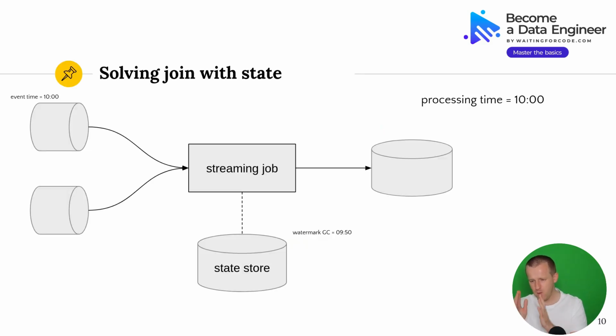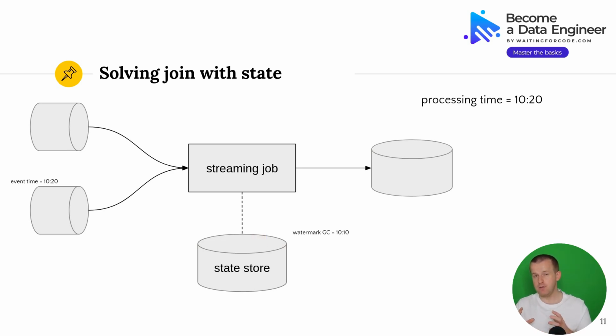So here we have the event time at 10 o'clock, processing time 10 o'clock, it's perfectly on time. And the GC watermark at this moment is 9:50. So we get our record, we store it in the state store. That's completely normal. Later on, the time is moving on. We have new data in our pipeline. And of course, we change the GC watermark according to our rules.